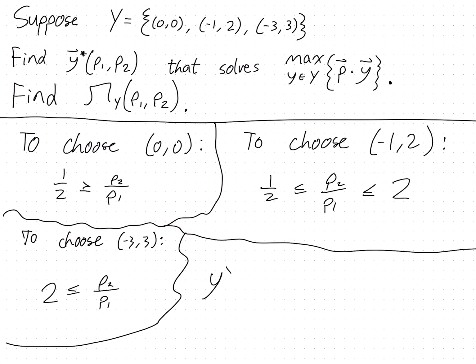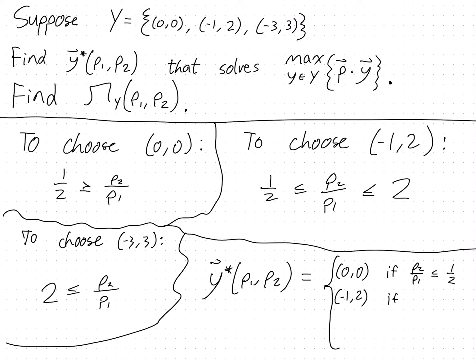So that means y star depends on P1 and P2, and it's a piecewise function, meaning it takes on different values depending on what inputs we give it. So we can write 0, 0 if P2 over P1 is less than or equal to 1/2. We choose negative 1, 2 if it's between 1/2 and 2, and we choose negative 3, 3 if it's bigger than 2.